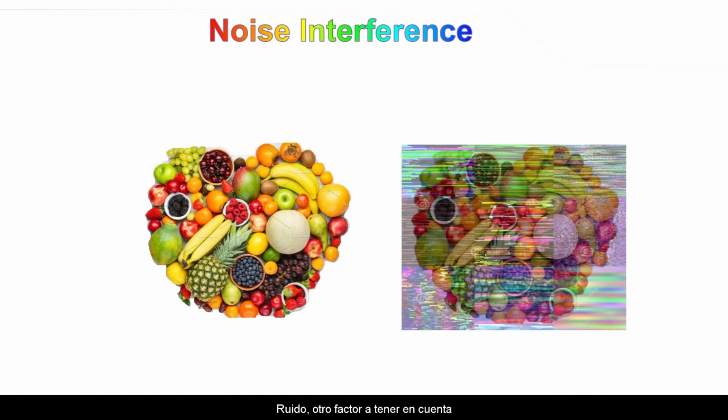Noise. Another factor to take into consideration when optimizing the detector is noise. Noise is related to the detection limit. As noise increases, detection limits decrease. Background noise prevents detection of low concentrations. It impedes the ability to clearly see all of the fruit.